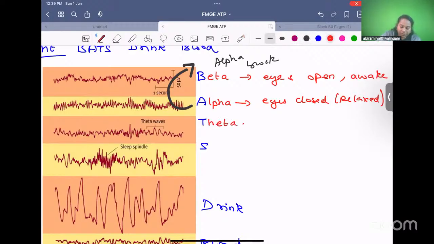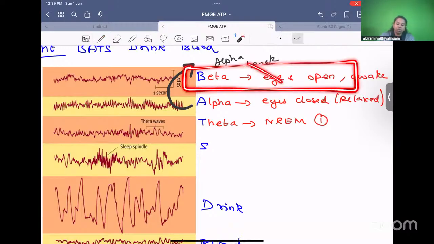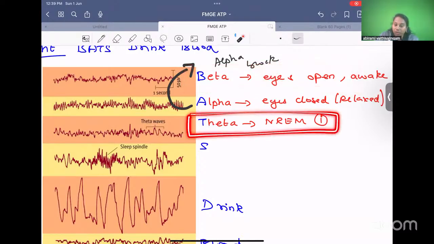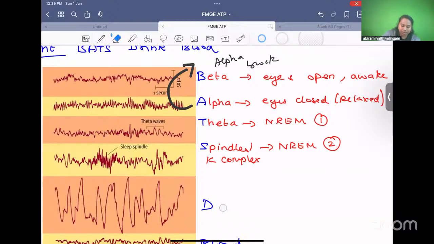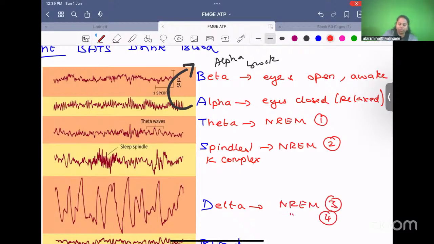Now, theta waves, the first stage of sleep. NREM 1. This is the first stage of sleep. Beta with eyes open is not the first stage of sleep. Theta and NREM 1 only is the first stage of sleep. Then S for sleep spindles along with K complex. NREM 2. Then D for delta waves. NREM 3. Sometimes NREM 4 also is included here.